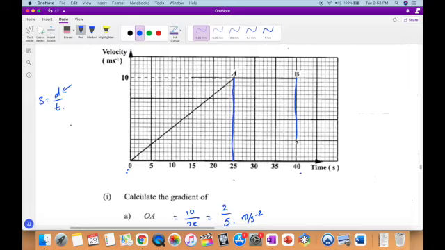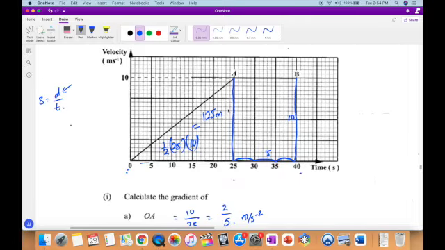So we have this area here, and we can see that this area here will boil down to being 15 times 10. And then this area here, the area under the triangle, will be a half the base, which is 25, times the perpendicular height, which is 10. So that means that the distance he travels under the triangle will be a half of 25 times 10, and that is 125 meters.